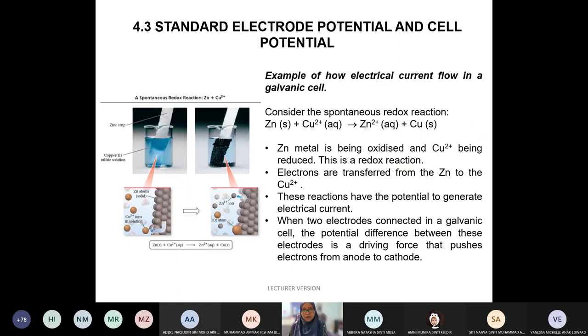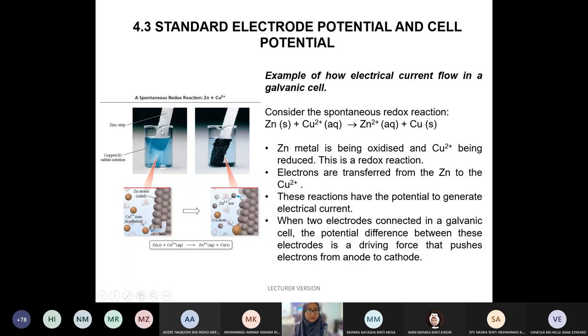So, an example of how electrical current flows in a galvanic cell. Consider the spontaneous redox reaction: zinc solid plus copper 2 plus aqueous becoming zinc 2 plus aqueous plus copper solid. Zinc metal is being oxidized and copper 2 plus is being reduced. This is a redox reaction. By nature, zinc and copper have a difference in potential, so electrons are transferred from the zinc to the copper.